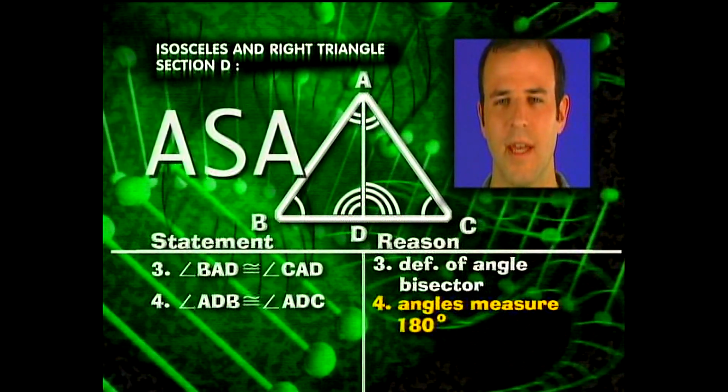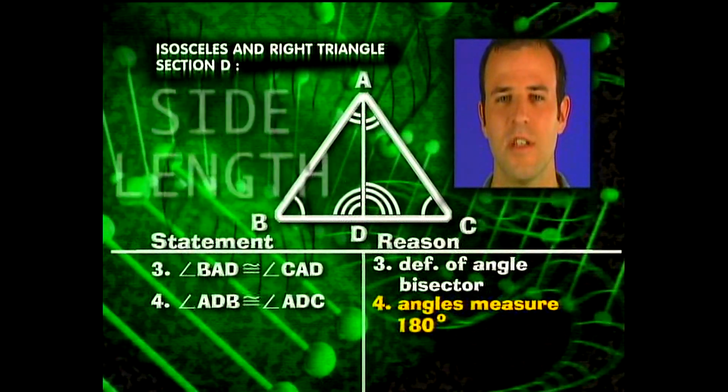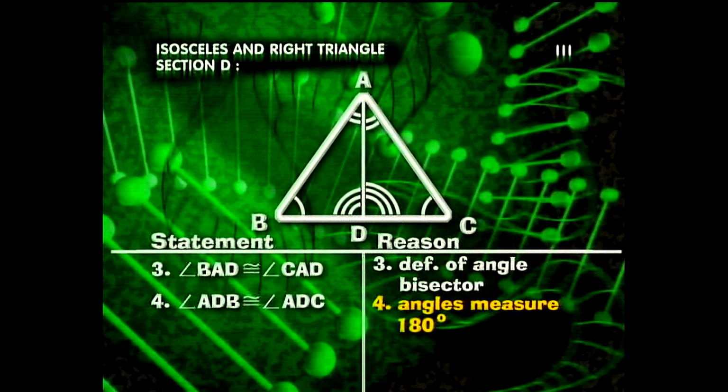This is because the sum of angular measures is 180. We want to use the angle side angle postulate. We have all the angles we'll need. Now we just need a side length. To give us a congruent pair of sides, we state AD is congruent to AD. This is because of the reflexive property. There it is again, real handy.